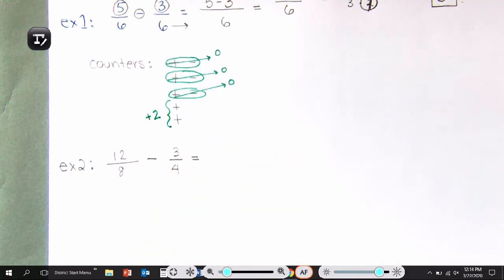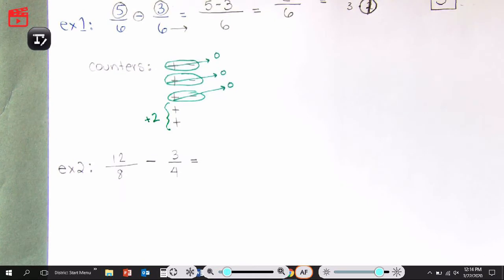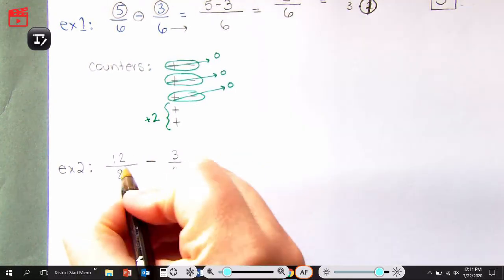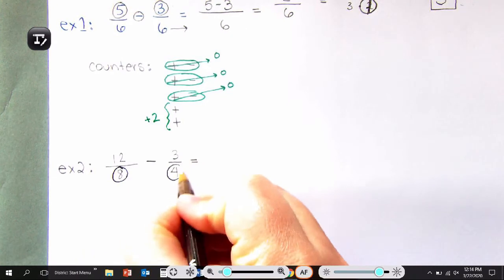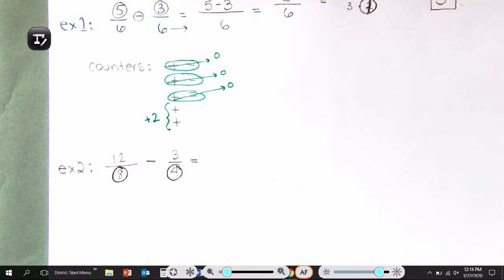And then we're trying to figure out what that equals. So again, step number 1 is look at the denominators. So I'm looking at my 8 and my 4. And I'm noticing 8 and 4 are definitely not the same. So I know I have uncommon or different denominators. Unlike is another term. So I know I have different denominators.